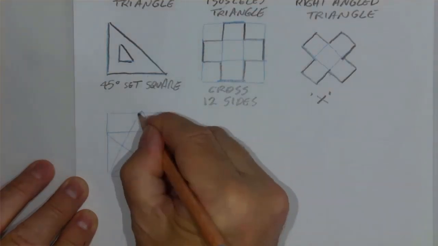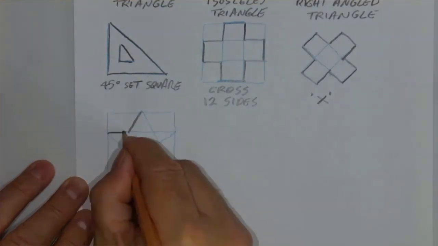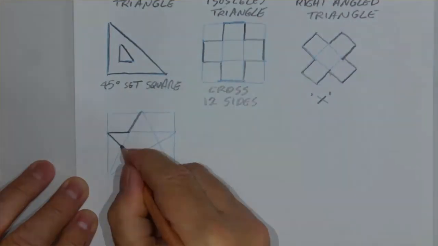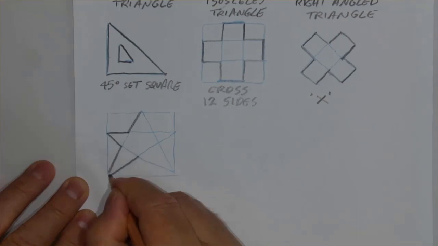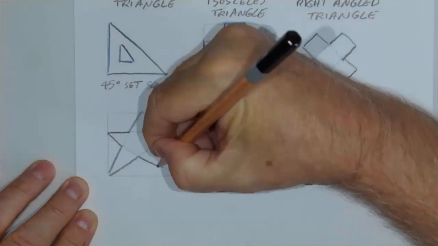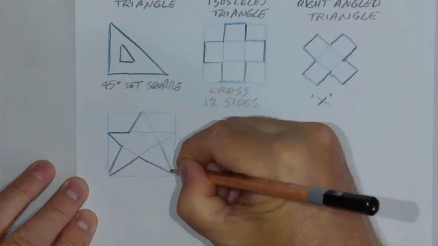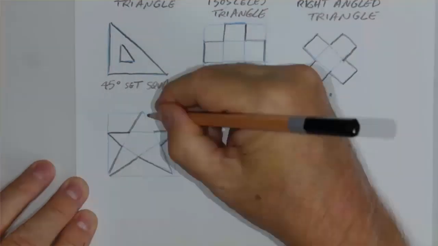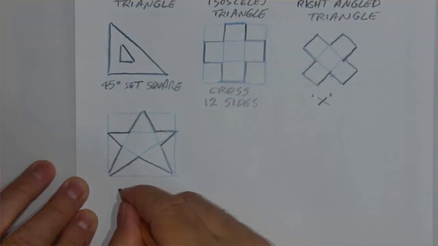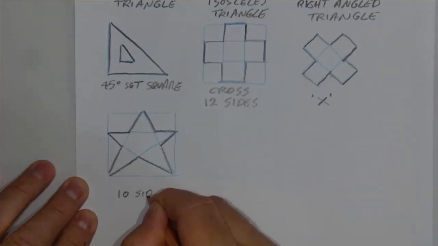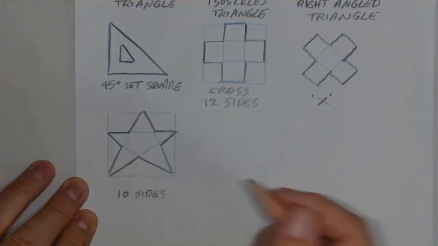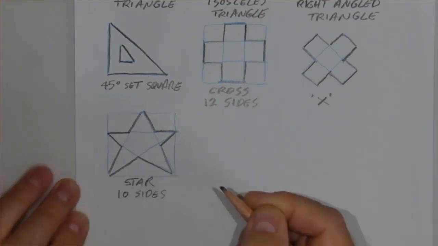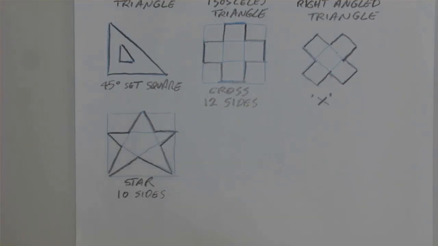So what we have, how many sides is this one? Let's see, I'll count as I draw them. 2, 3, 4, 5, 6, 7, 8, 9, 10. 10 sides, and we can recognize that as a star. So again, more complex shapes that we're coming up with.